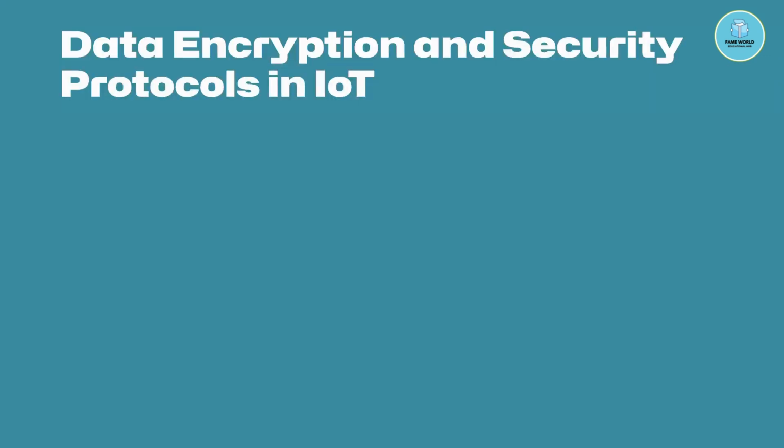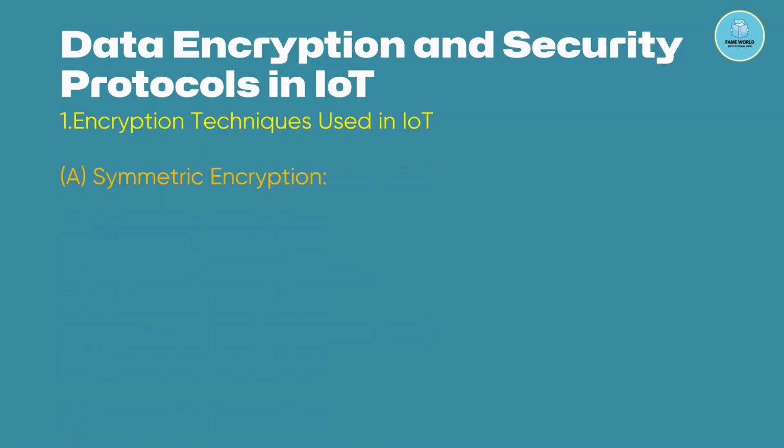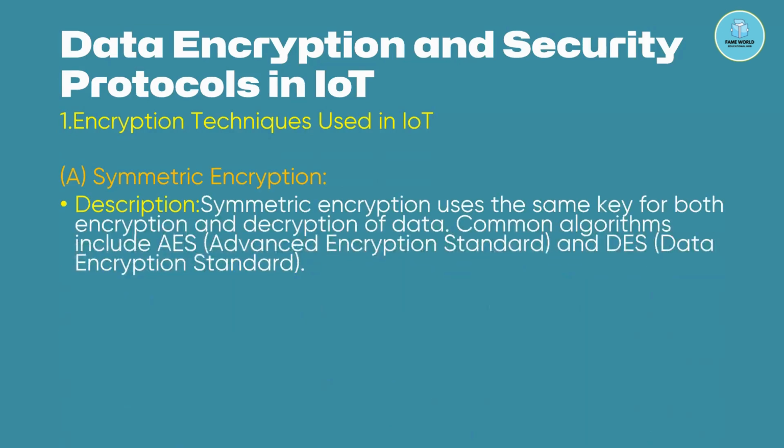When we talk about data encryption and security protocols, one of the encryption techniques used in IoT is symmetric encryption. Symmetric encryption uses the same key for both the encryption and decryption of the data. Symmetric means the same key is used. Common algorithms related to symmetric encryption are AES, the Advanced Encryption Standard, and DES, the Data Encryption Standard. Only one key is there for the encoding and decoding, or you can say the encryption and decryption process.